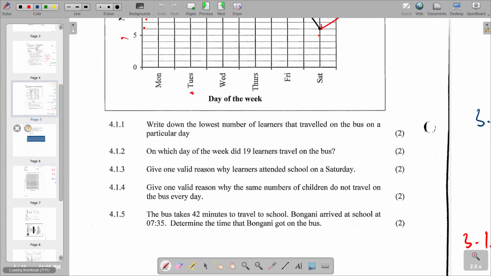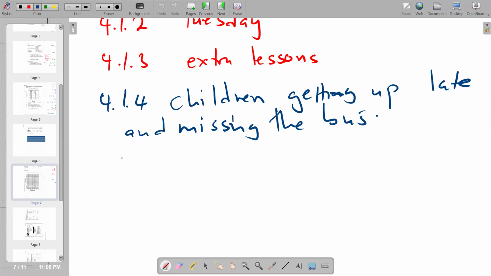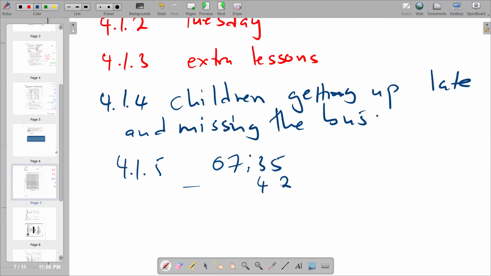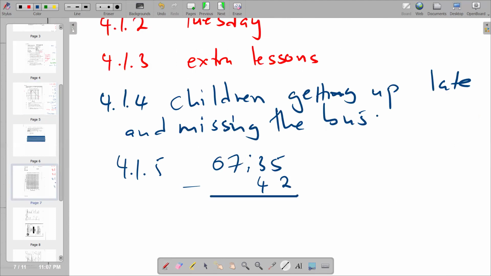We move on to the next question: at 07:35, determine the time that Morgan got on the bus. So 07:35 is the arrival time. This is now 4.1.5. So we're saying 07:35, and then we have 42 minutes before. So with that, we can now see at what time.